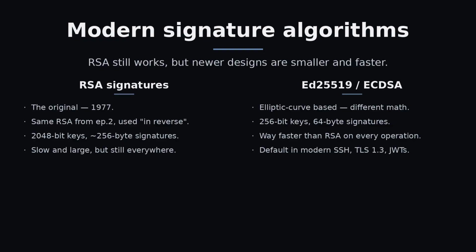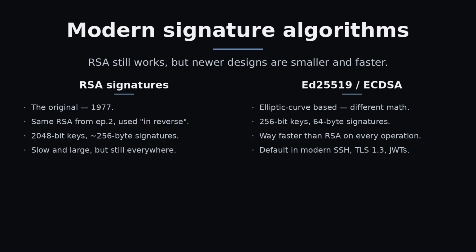The modern alternatives are based on elliptic curves. Ed25519 and ECDSA both use much smaller keys, 256 bits instead of 2048, and produce 64-byte signatures that verify in a fraction of the time.